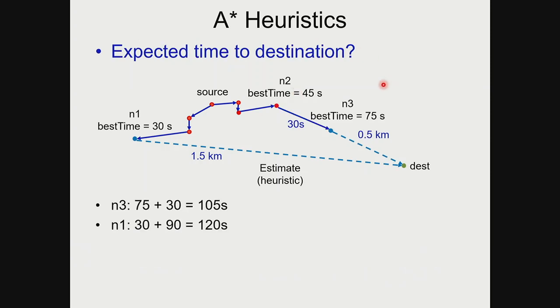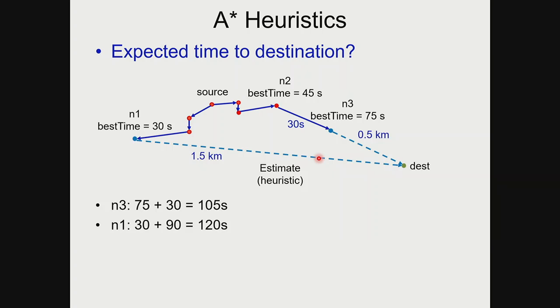And say that after traversing from N2, we reach this node N3, which is 30 seconds away. So basically, our approximation of the speed limit was correct. Let's say that it was correct. It was 60 kilometers per hour. Okay? So we know now the best time to reach N3, based on all of the information we have in the graph, is going to be overall 75 seconds, 45 plus 30 seconds here. And we are still 0.5 kilometers away from the destination, while N1 is still 1.5 kilometers away from the destination.